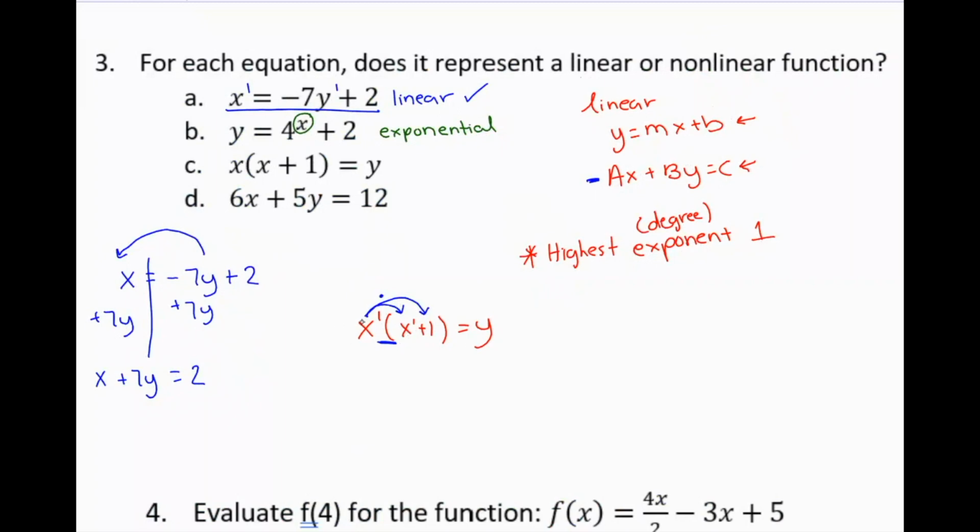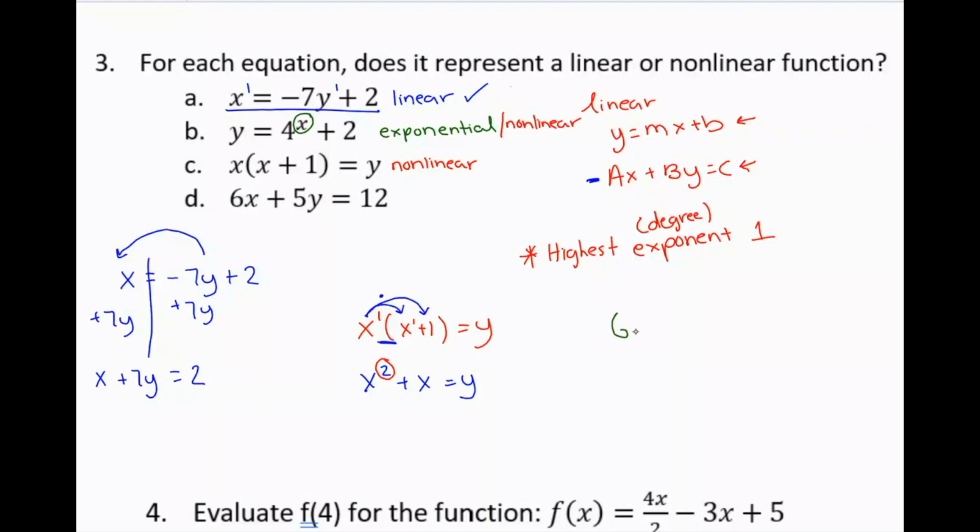So before I can identify if this is linear, I need to simplify this equation. So I need to do x times x, which gets me x squared. X times 1 gets me positive x, or 1x equals y. Now, the highest degree in this problem is no longer 1. It is 2. So this would be a quadratic. So it is non-linear. And so is B, sorry. Non-linear.